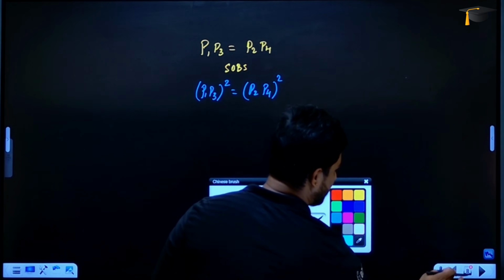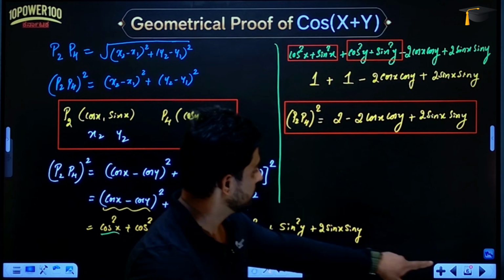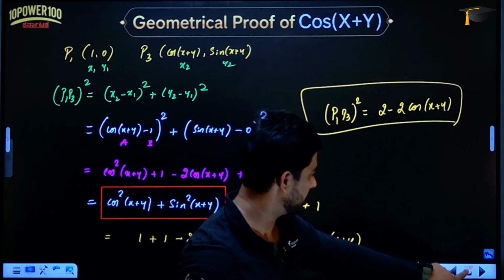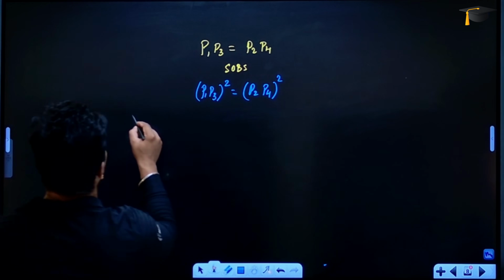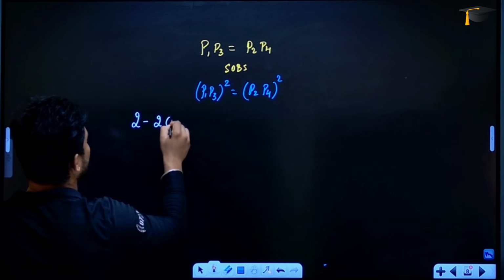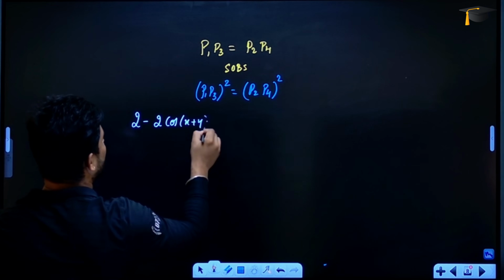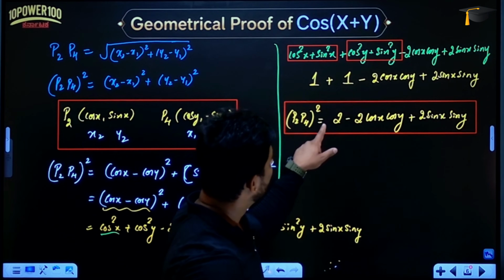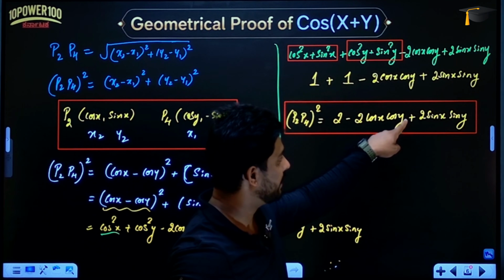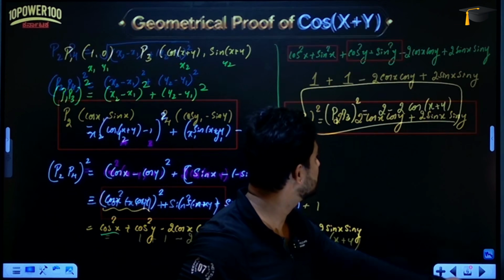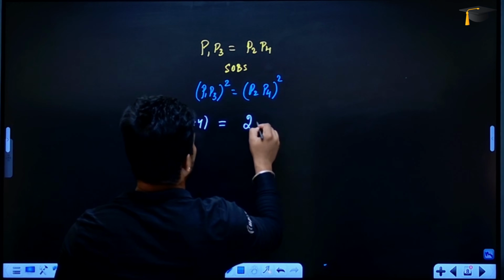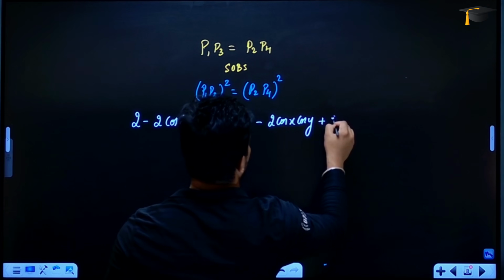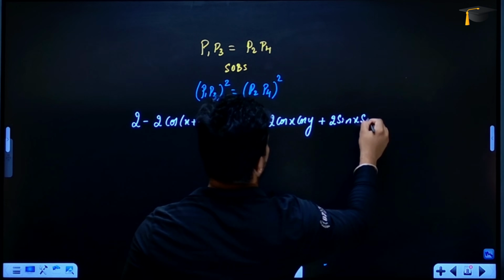Now if you observe, in the previous case we have already proved that p1 p3 the whole square is 2 minus 2 cos of x plus y, correct? So this I am going to replace here. So 2 minus 2 cos of x plus y is equal to p2 p4 the whole square. p2 p4 the whole square is what? 2 minus 2 cos of x plus y plus 2 sin of x plus y. So the same thing I'm going to write: 2 minus 2 cos x cos y plus 2 sin x sin y.